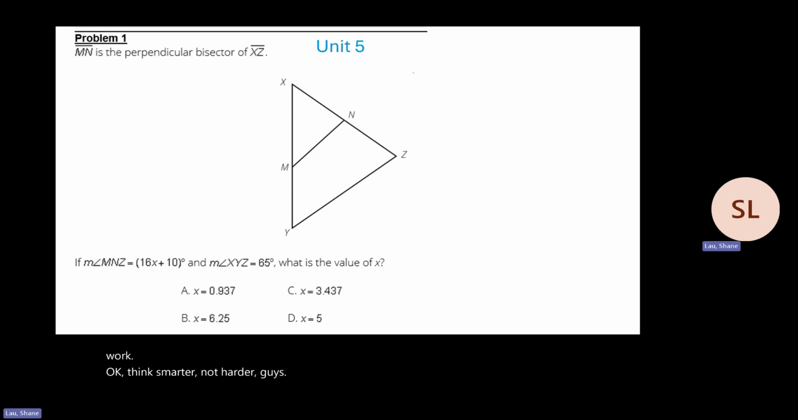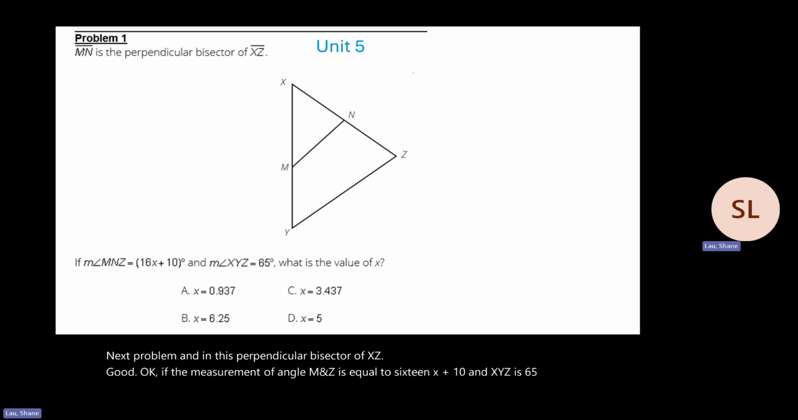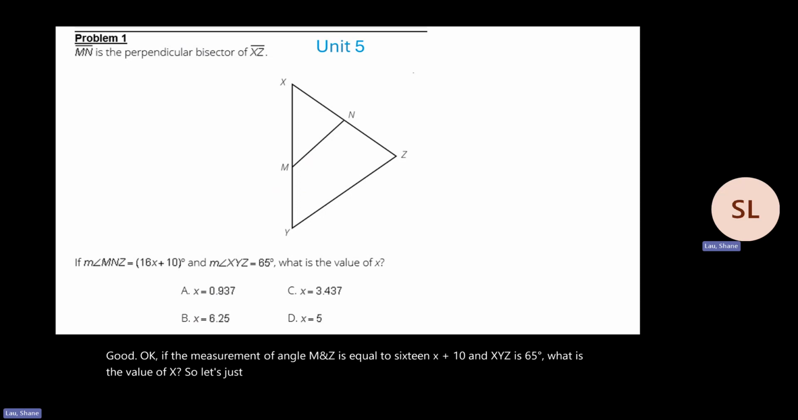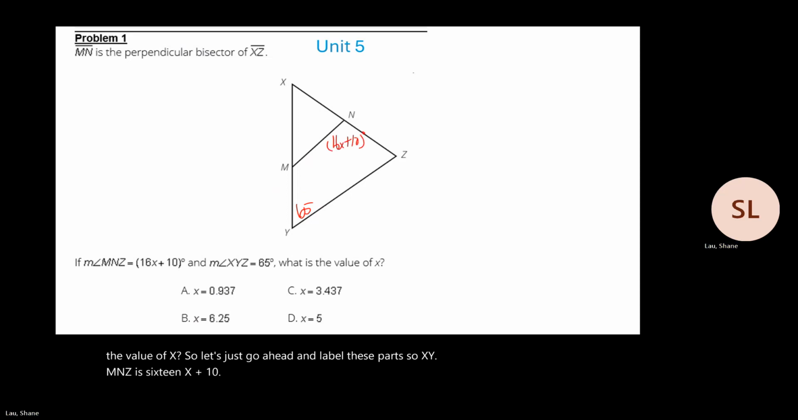Next problem. MN is the perpendicular bisector of XZ. If the measure of angle MNZ is equal to 16x plus 10 and XYZ is 65 degrees, what is the value of x? Let's go ahead and label these parts. XYZ is this angle. MNZ is 16x plus 10 degrees. And what is the value of x?